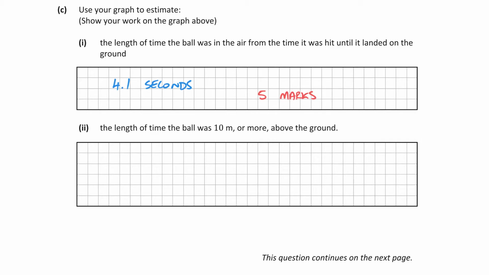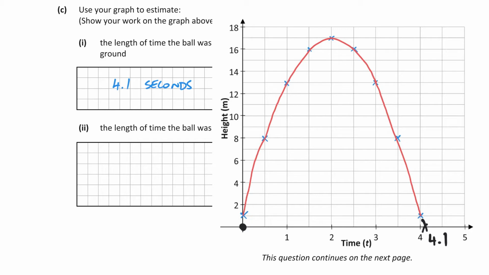So the last part of that question says, find the length of time the ball was 10 metres or more above the ground. So in order to find out how long it was 10 metres or more above the ground, we need to go back and look at our graph again. And we need to look at when it was 10 metres above the ground. So if we were to look at it, 10 metres is obviously here. So we're looking at everything inside here. So we're looking at this length of time. So between here and we'll say here. Okay.